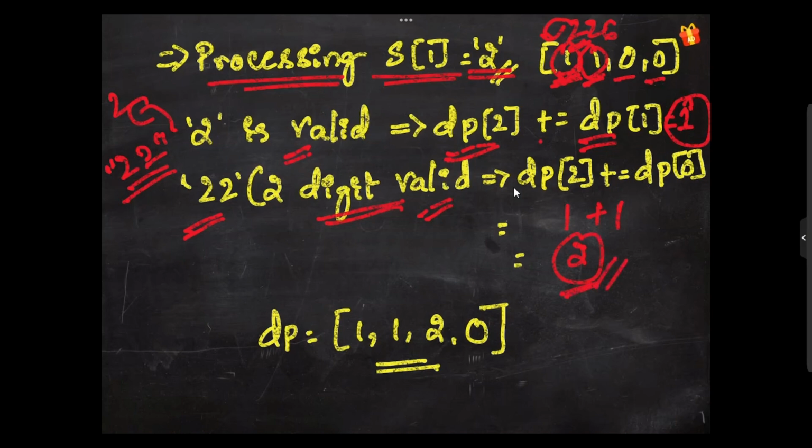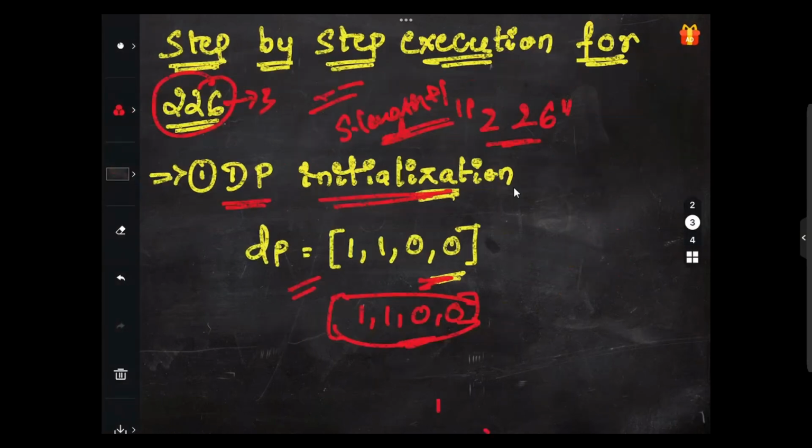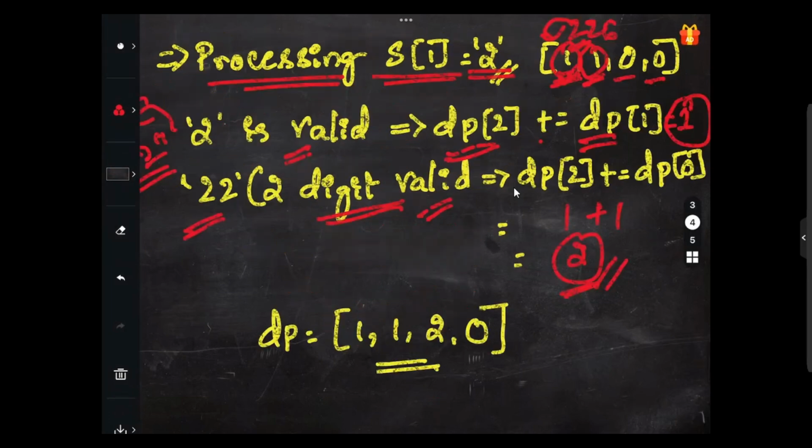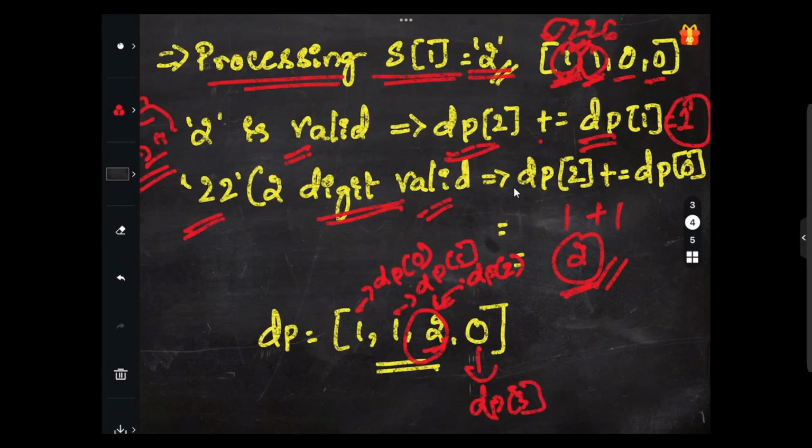So we are updating the DP array. Initially what we had was 1 1 0 0. This is the initialization part. Now we are updating the DP array. In the case of DP of 2, this is DP of 0, DP of 1. So we are updating DP of 2 with 2, right? This will be DP of 2 and this will be DP of 3 finally. So we are updating this one by 2. I hope this is clear.